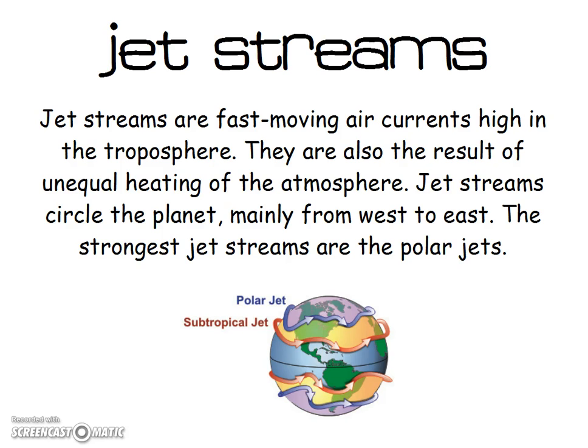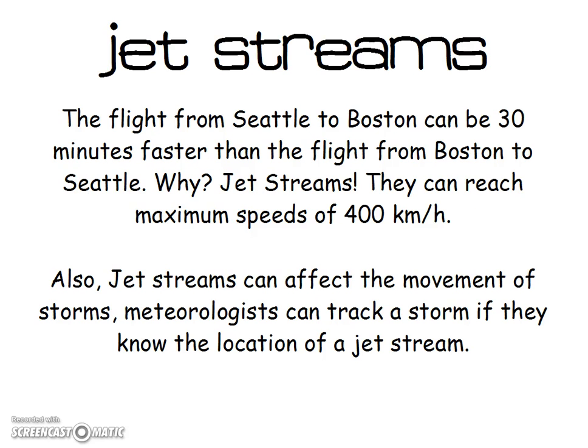So these are super cool. Let me tell you why. Think about if you were to fly from Seattle to Boston. Did you know that that could be 30 minutes faster than going the other way from Boston to Seattle? Why? Because of these jet streams. When an airplane flies from Seattle to Boston, it's going from west to east, and a jet stream, because it's moving so fast, can actually help push the plane a little faster. If you were going the other way, though, it would slow it down because you're fighting the wind.